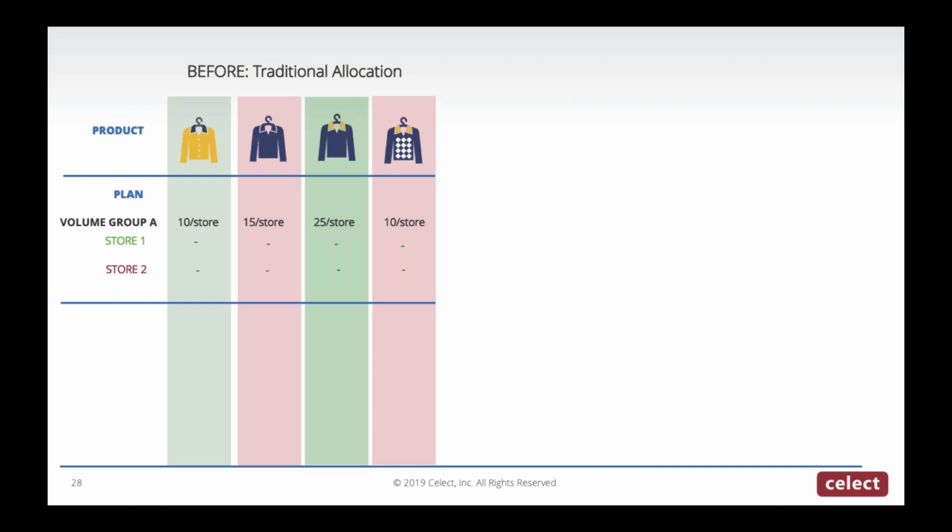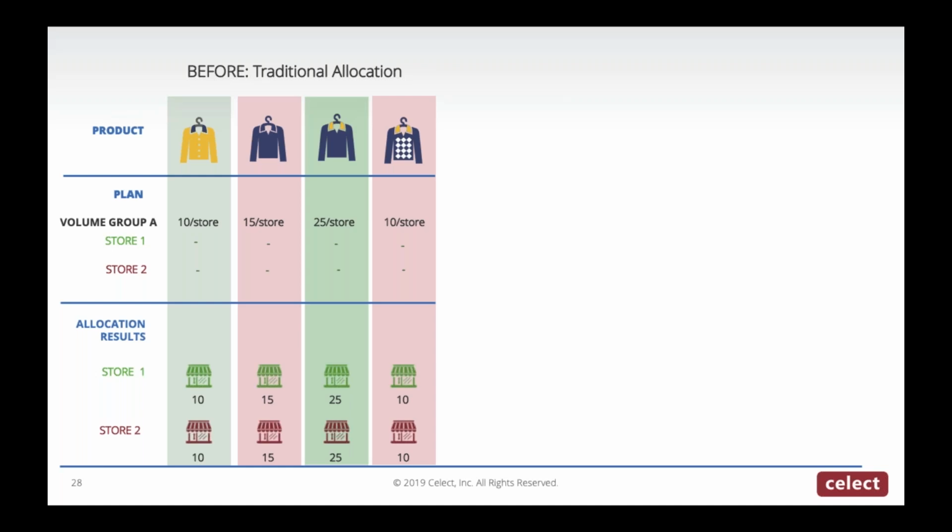In a traditional allocation, some of the time what you might be doing is allocating based on a plan. In this case, I have 4 different tops, and a plan which says, for volume group A, I'm going to send 10 pieces to each store. Because I have plenty of inventory and no constraints, every store in that store group will get the amount that was in the plan. Next, I want to talk about what will happen on the Select side.